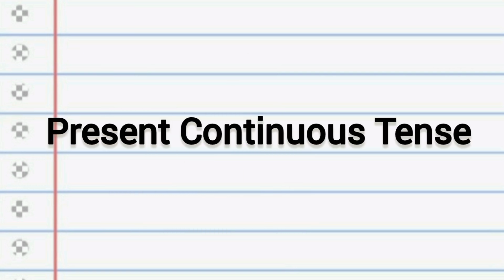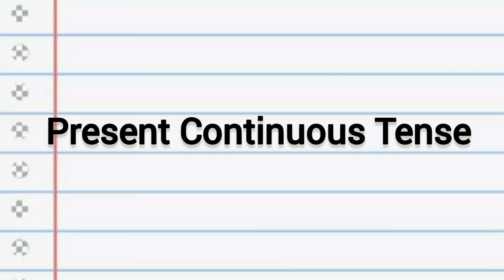Let's move on to the second tense. The second tense is the present continuous tense. The present continuous tense is used to talk about actions that are happening now or around the present time.